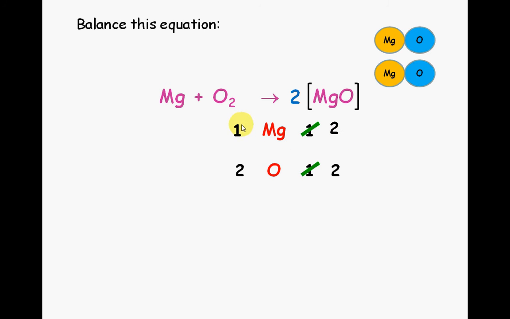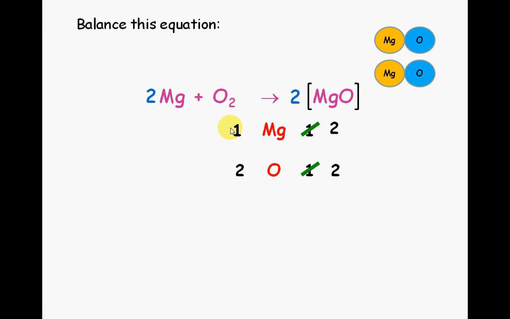So what must I multiply this side by in order to get 2? Nice and easy. I've got to multiply it by 2. So I get my big number and put it in front of the magnesium. Now I don't need to worry about this oxygen because they haven't actually chemically combined. They're separated by a plus sign. So it's just magnesium that's multiplied by 2 here.